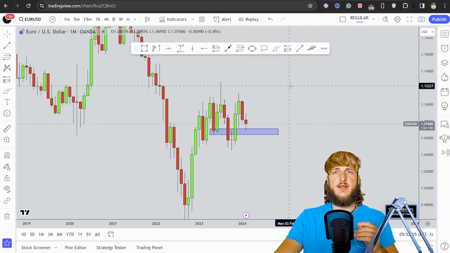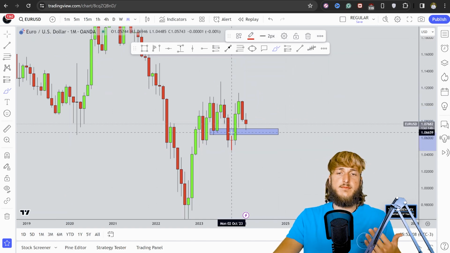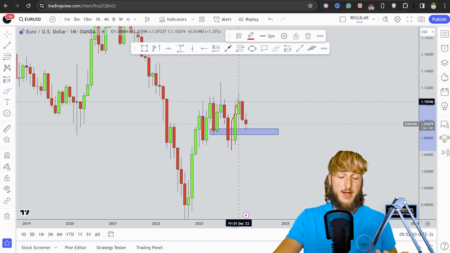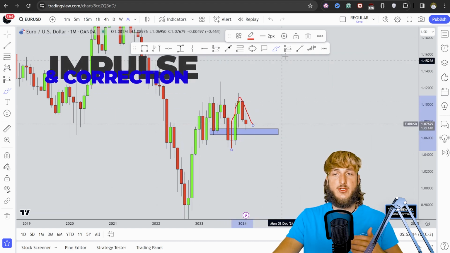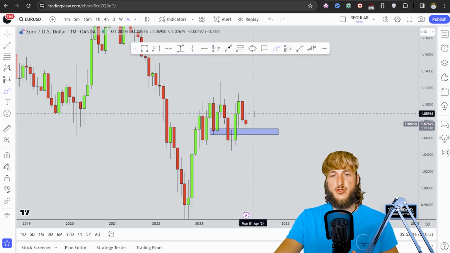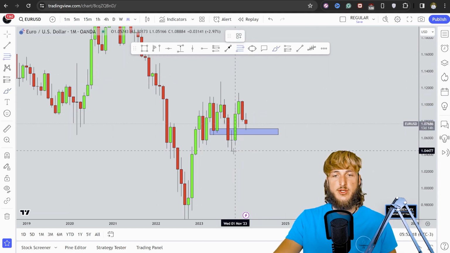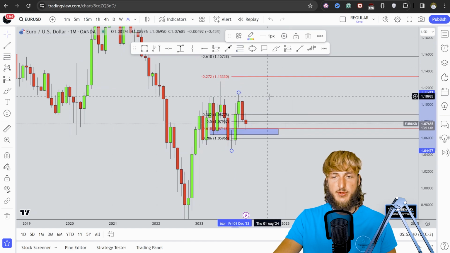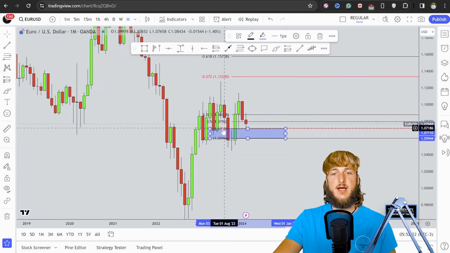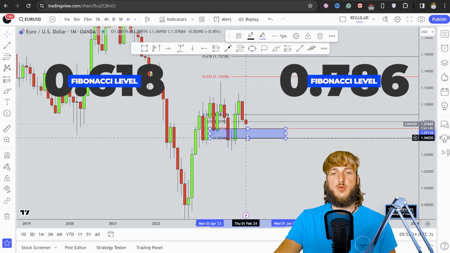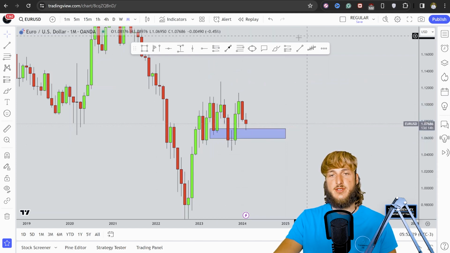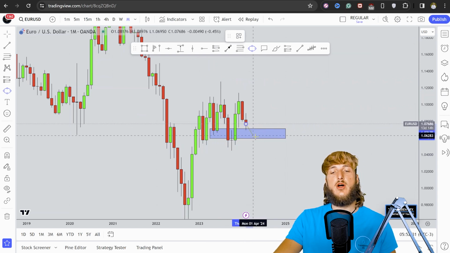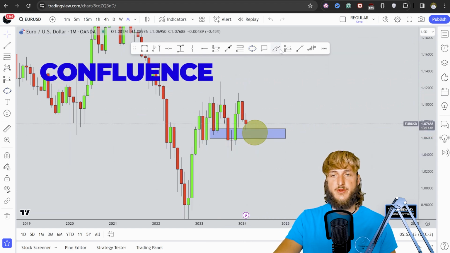We can also notice that from a strictly structure and price action and pattern perspective, we have an impulse and correction. And when you have an impulse and correction, if you want to measure the correction, you have to take your Fibonacci from the low to the high of the impulse leg. And if we do that, we can see how we have the 0.618 and 0.786 Fibonacci retracements lining up exactly inside of this area, therefore creating a confluence of support inside of this zone.